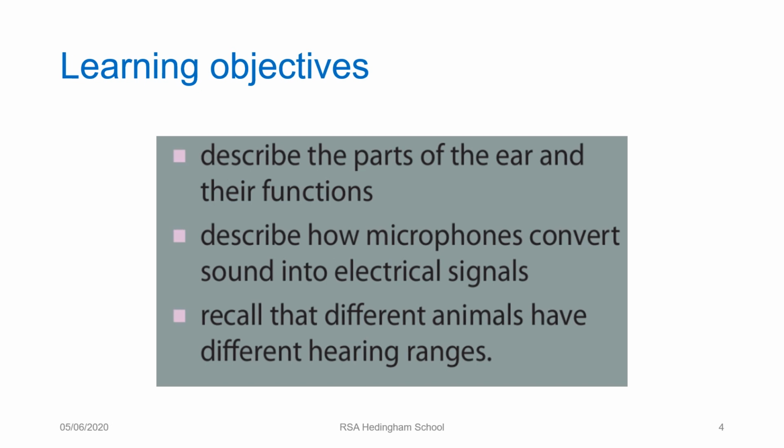Three learning objectives for this lesson. Firstly, to describe the parts of the ear and their functions. Secondly, to describe how microphones convert sounds into electrical signals. And finally, to recall that different animals have different hearing ranges.